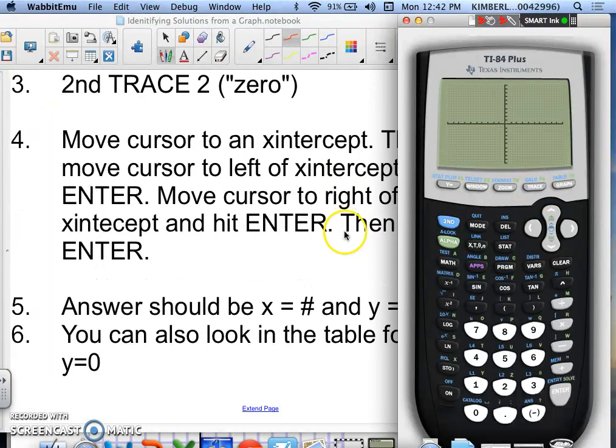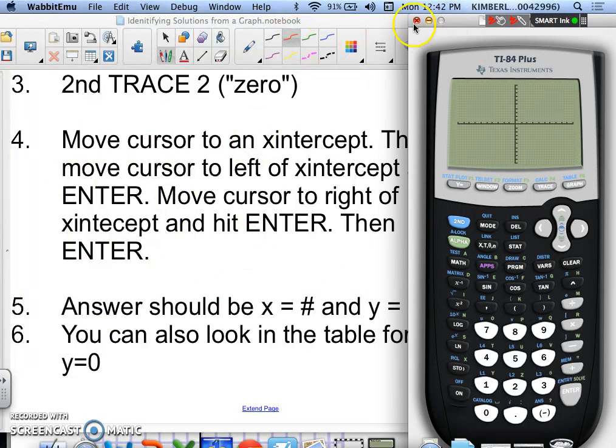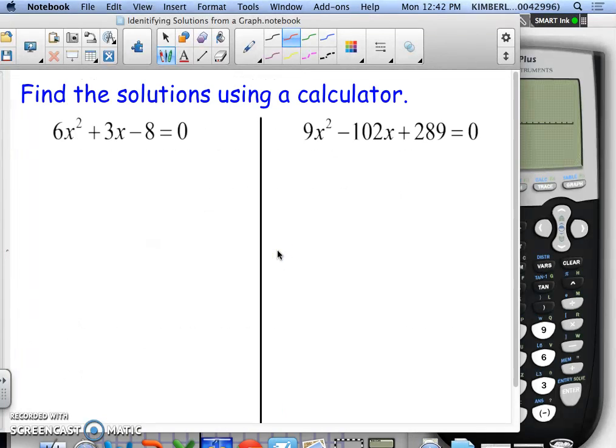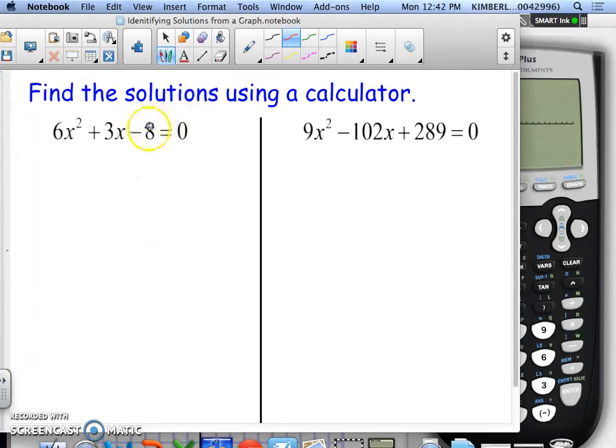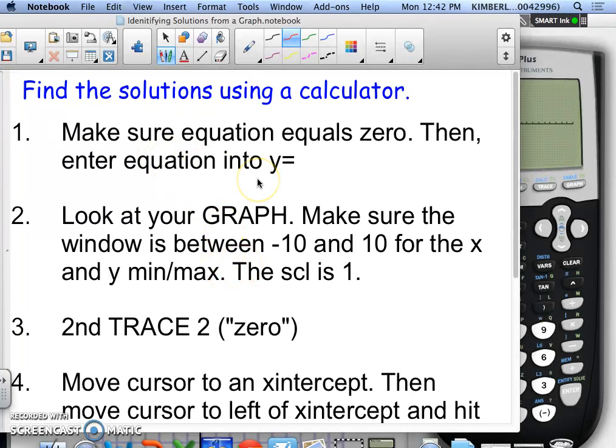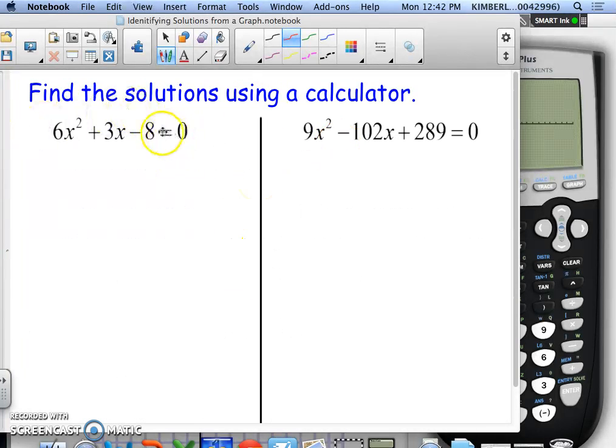Okay, but let's take a look at some problems. So here are the steps in case you need some help, and we'll refer back to these. But let me jump to this problem right here. So find the solutions using a calculator. So step 1 says to make sure the equation equals 0. So I've got equals 0, so I'm good.